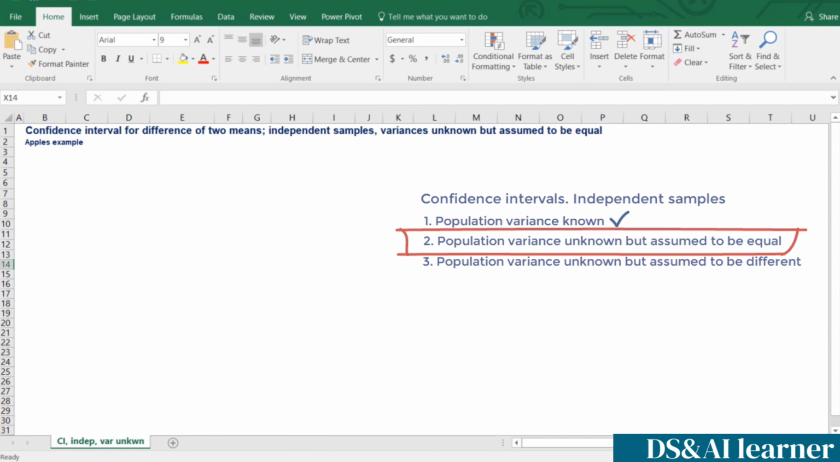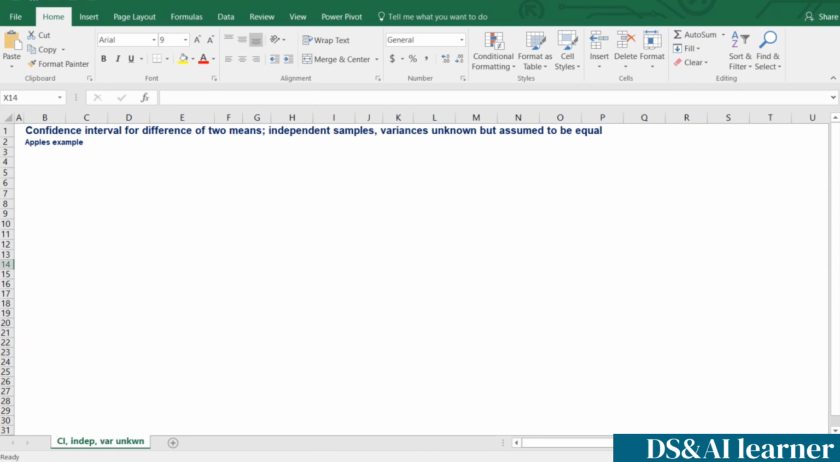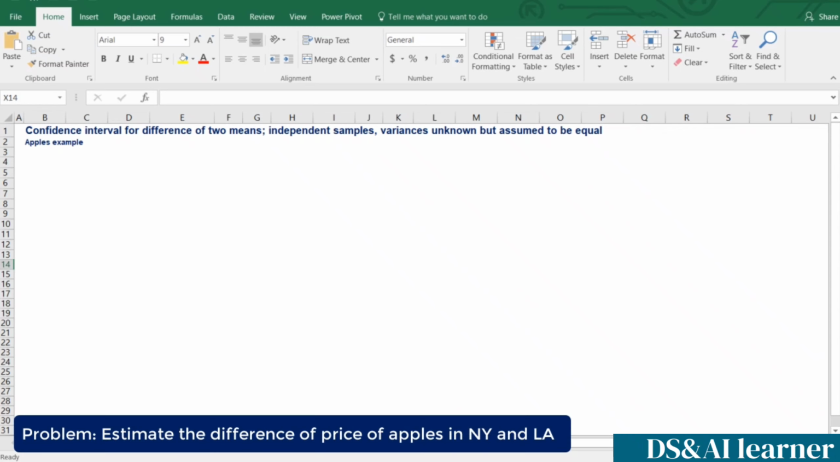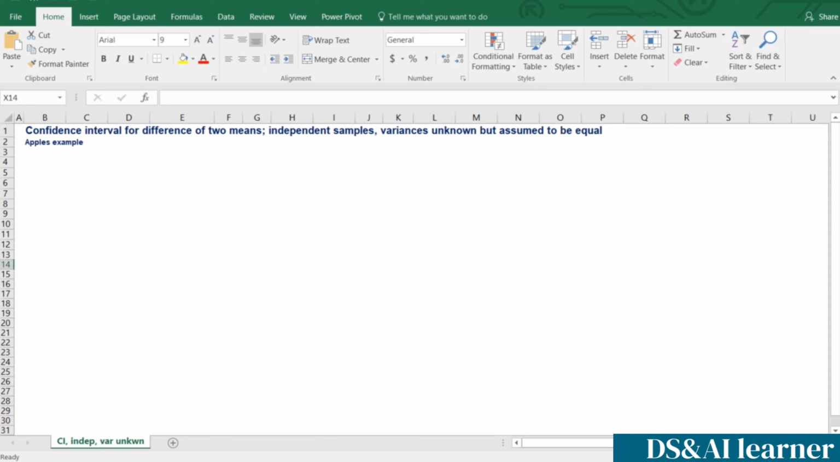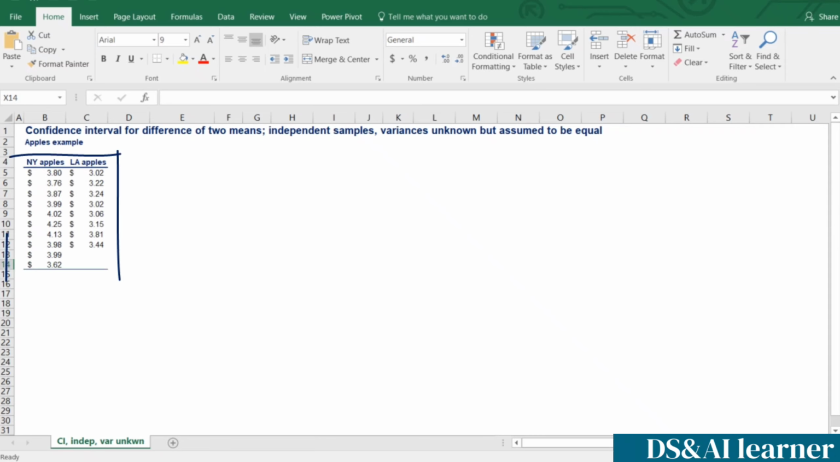All right, think about this example. You are trying to calculate the difference of the price of apples in New York and LA. You go to 10 grocery shops in New York, and your friend Paul, who lives in LA, visits 8 grocery shops in order to help you with the research. Once you've organized the data in a table, you start reflecting on how you can create a confidence interval that shows the difference between the price of apples in New York and LA.